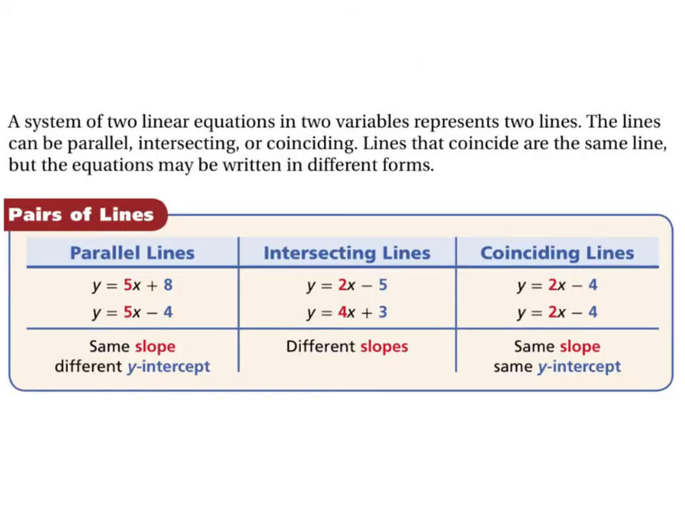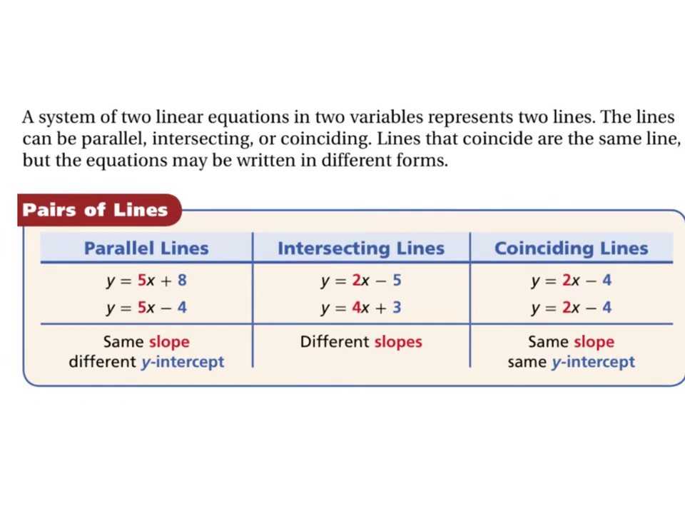Now to also review what you guys have done in the past: when you have systems of two linear equations in two variables, which represent two lines, these lines can be parallel, intersecting, or the same line, which is called coinciding. Lines that coincide are the same line, but the equations may be written in different forms.